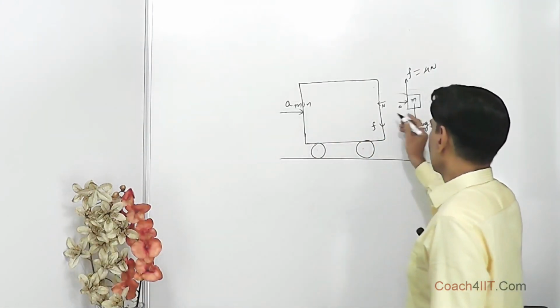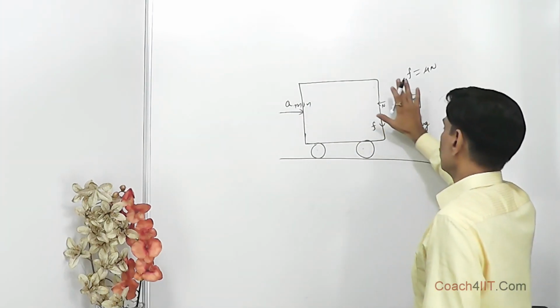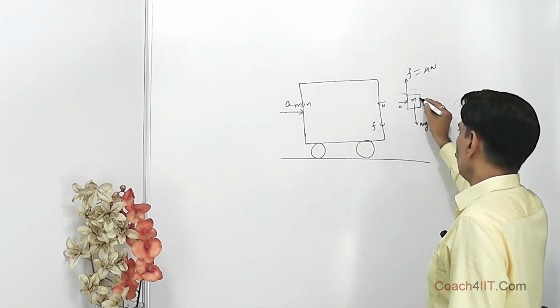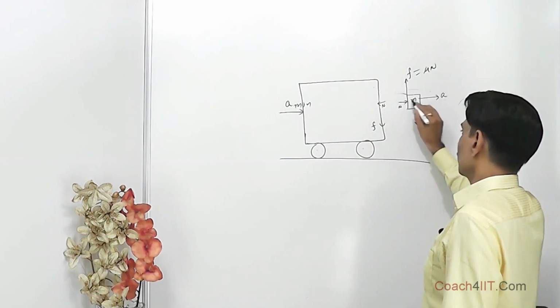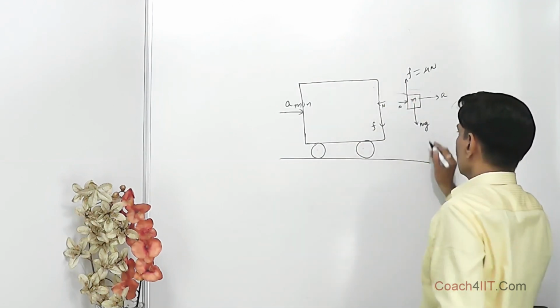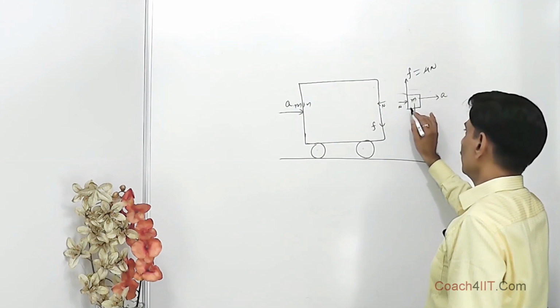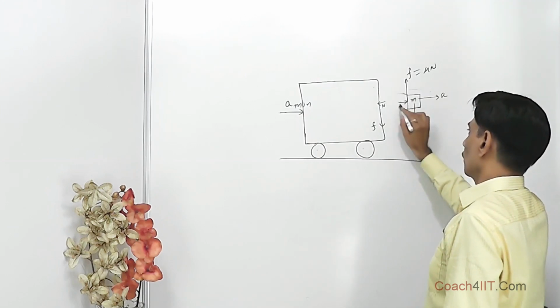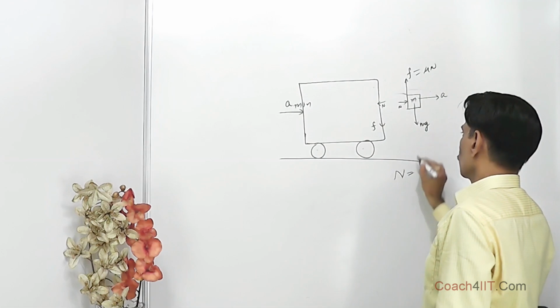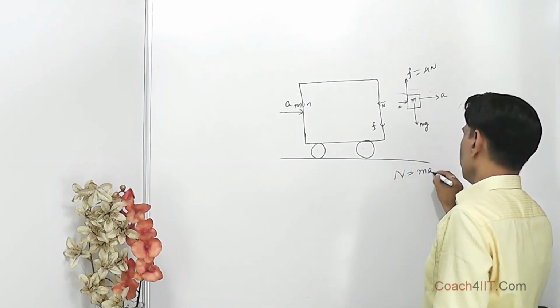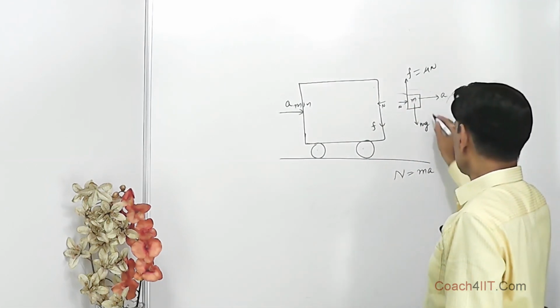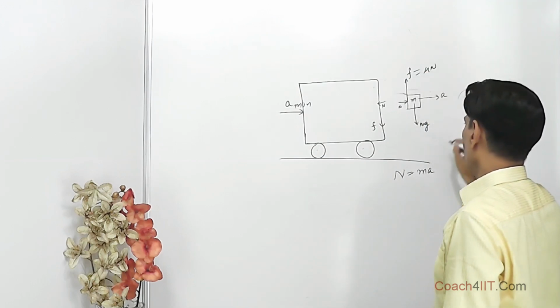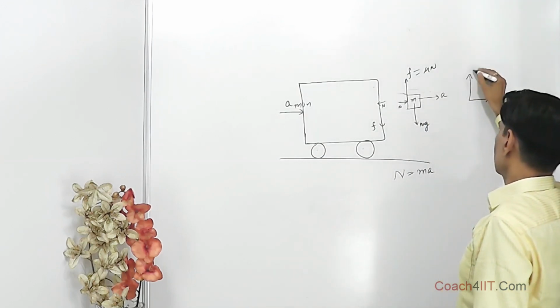Now what is n? If this block is going with the acceleration A, then obviously this will also be going with the acceleration A, because both of them are moving together. And along the x-axis, the only force acting on this block is n. So this normal reaction is equal to m into A. This is the x-axis, this is the y-axis.